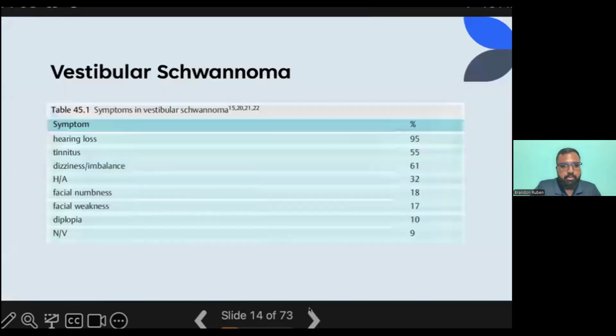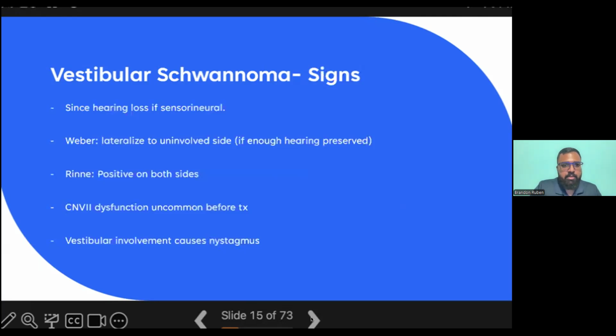This diagram shows the most common symptoms in vestibular schwannoma and the percentage occurrence, with the most common being the triad of hearing loss, tinnitus, dizziness, and imbalance. Signs: since hearing loss is sensorineural, Weber will lateralize to the uninvolved side. If enough hearing is preserved, Rinne's test is positive on both sides. Cranial nerve 7 dysfunction is uncommon before treatment, with vestibular involvement causing nystagmus.